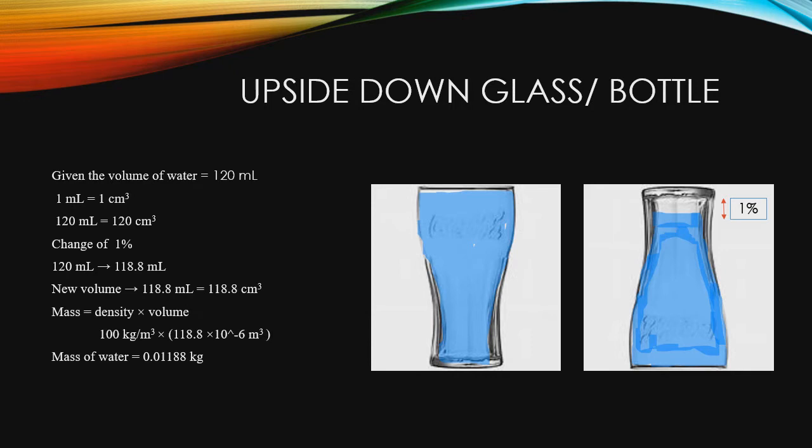Mass is equal to the density, 1000 kilogram per meter cube, times the new volume, 118.8 centimeter cube, and we get the mass of water. The mass of water is equal to 0.1188 kilogram.